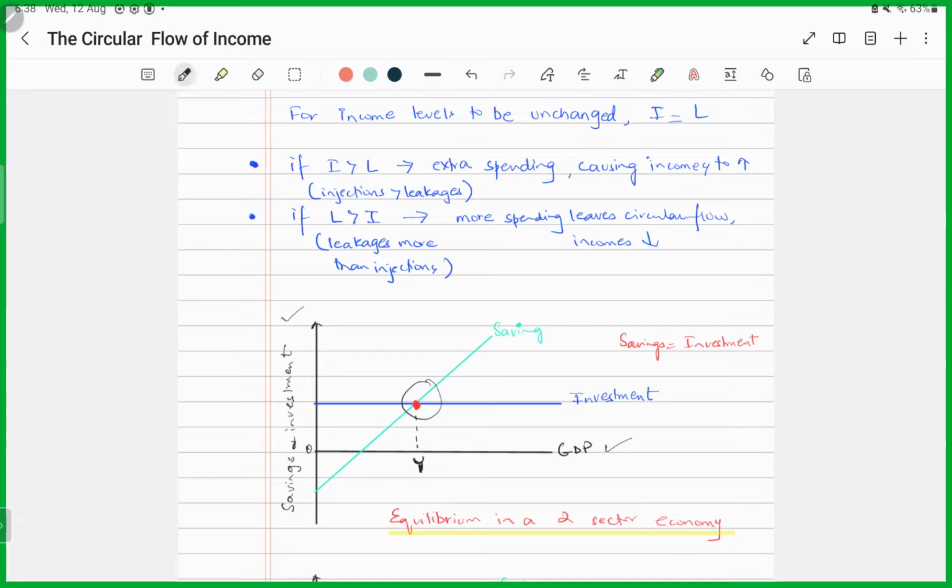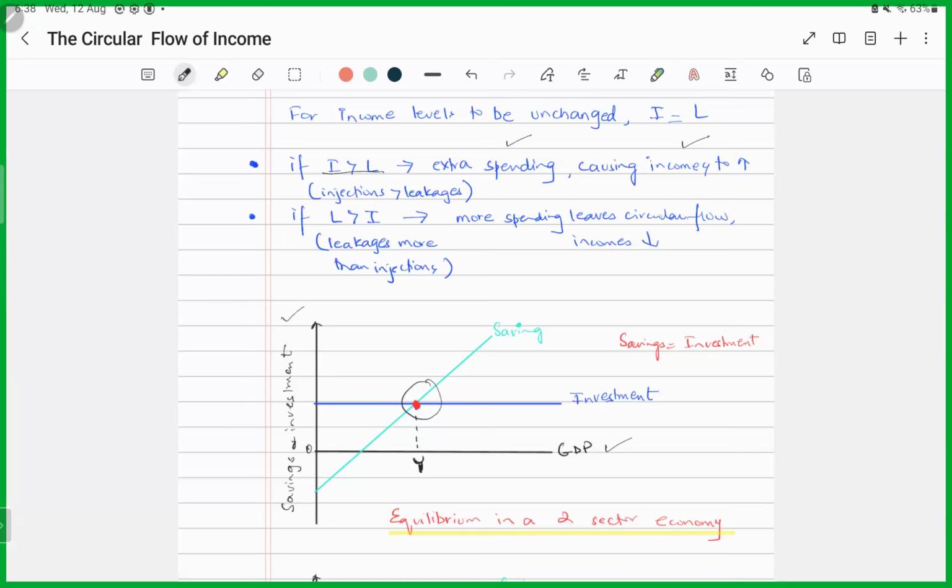Now, what would happen if injections are greater than leakages? That means if more money is added to the circular flow of income, right? There are more additions. What would happen? There would be extra spending, right? So incomes would increase, right?